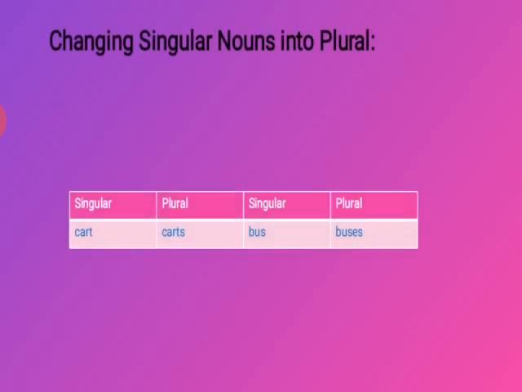There are certain rules for changing singular nouns into plurals. Let's see these two examples. Example number 1, the singular form is cart, and the second example is bus. If you see the plural forms of these, you will notice that cart is changed into carts by just adding s at its end, and bus is changed into buses, its plural form, by adding es at its end.